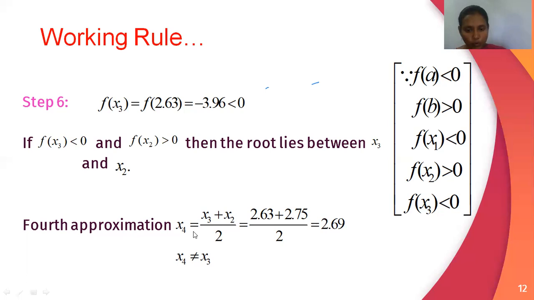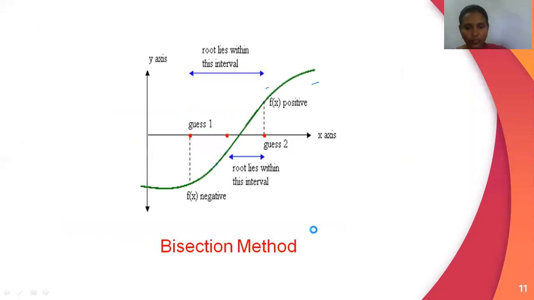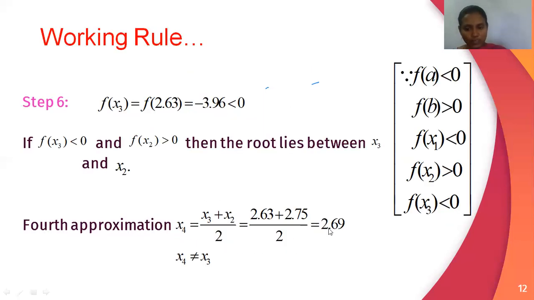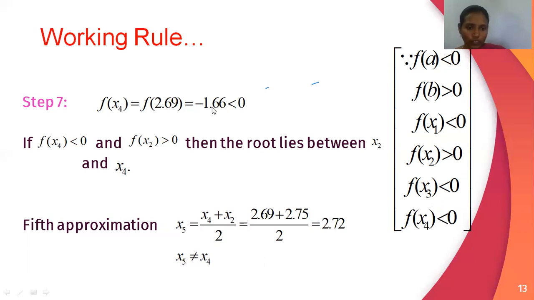Now here the function of x3 is negative, the function of x2 is positive, so the root lies between x3 and x2. Now take the average of x3 and x2. This is the fourth approximation. The fourth approximation value is 2.69. The third approximation is 2.63. So 2.63 and 2.69 are different, so this is not a root of the given equation. So go to the next step to find out the approximation. First of all, find out the functional value of x4. Here we got the functional value is negative.